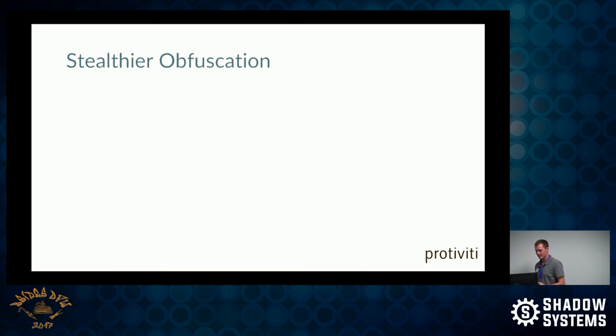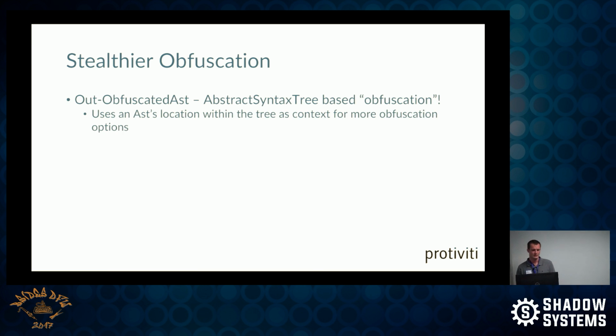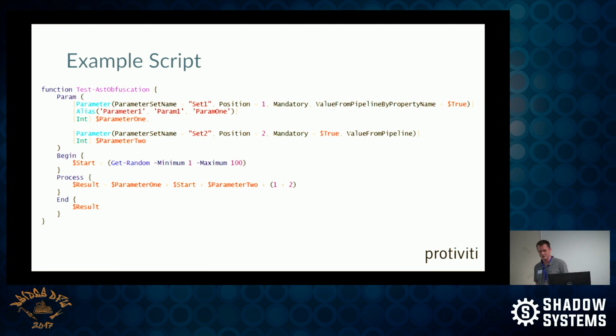And the biggest addition I'm making to PSAmsi and releasing today, by far, is abstract syntax tree-based obfuscation, which uses an AST node's location within the tree as context for additional obfuscation options. And I use obfuscation in quotes here. You'll see why in a second when we go through this example script. This is another stupid PowerShell function that does nothing useful, but highlights a few of these obfuscation tricks we can do.